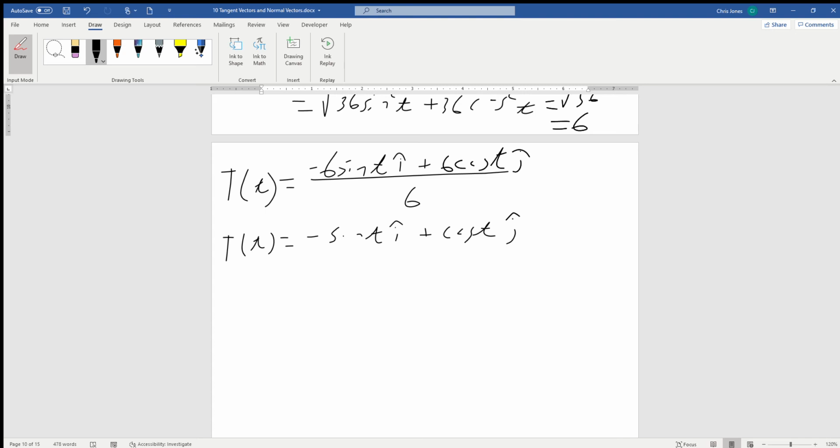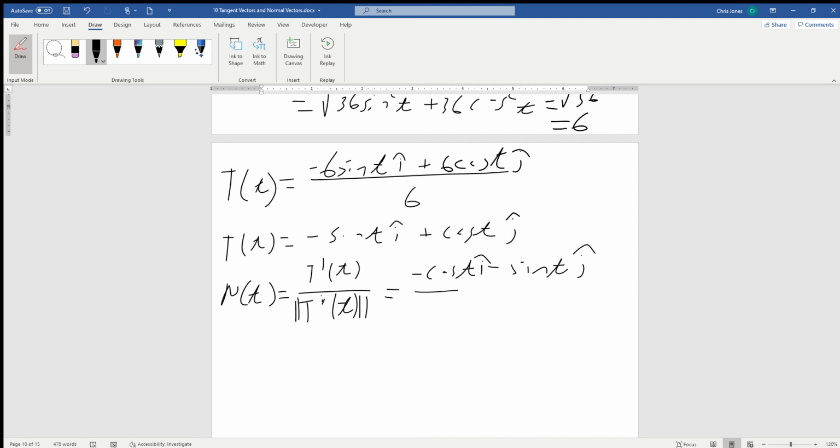Now we have to find N of t. All right. Now remember, N of t is going to be equal to T prime at t divided by the magnitude of T prime at t. All right. So that's our formula. T prime, and I'll just write this out immediately, that's going to be negative cos t minus sine t. Right, so I just took the derivative of T, and we're going to divide that by the magnitude.